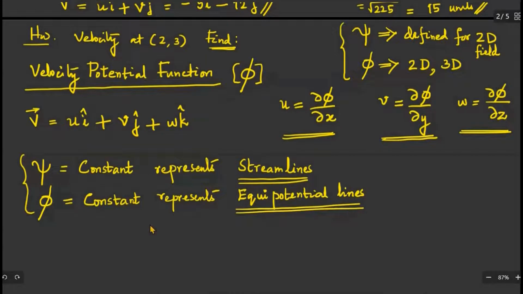And you may be asked many times in an examination to establish a relationship or a connection between the two: stream lines and equipotential lines, how are they related? The stream lines and equipotential lines are actually orthogonal.